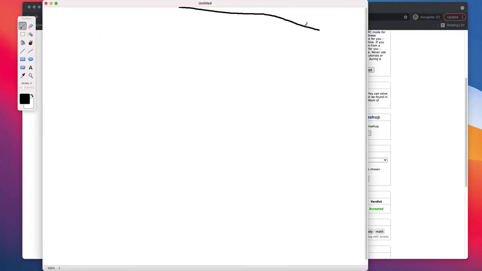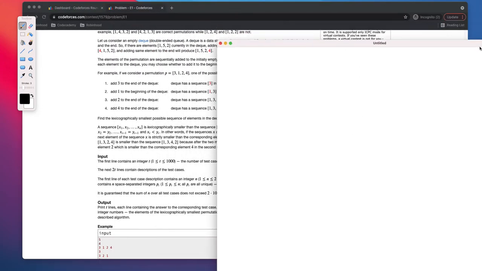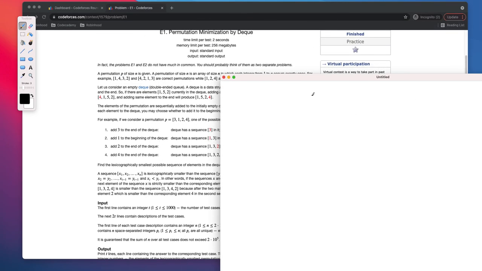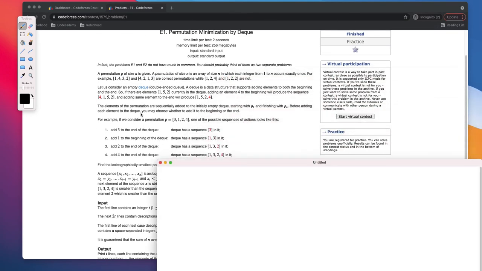Okay, so the question says that you are given numbers in a particular format. So let's say the permutation is 3 1 2 4. You can assume this as a stream of numbers given to you. So a stream of numbers is coming. So 3 comes first, then 1 comes, and then 2 comes, and 4 comes.